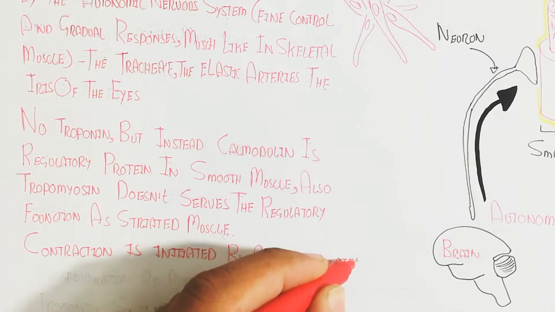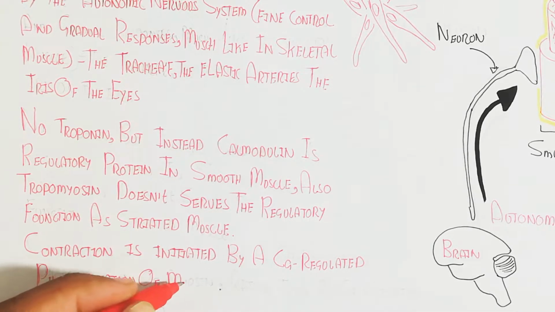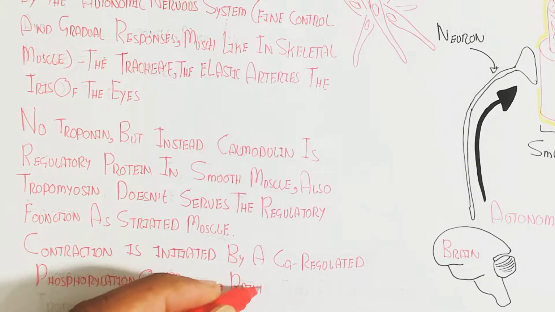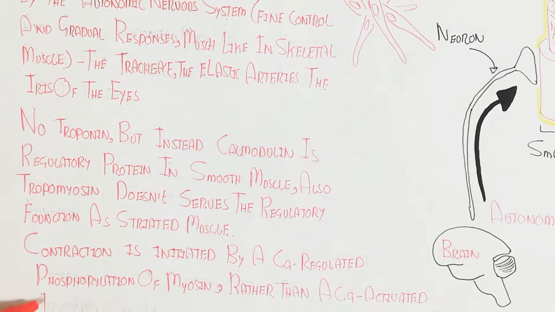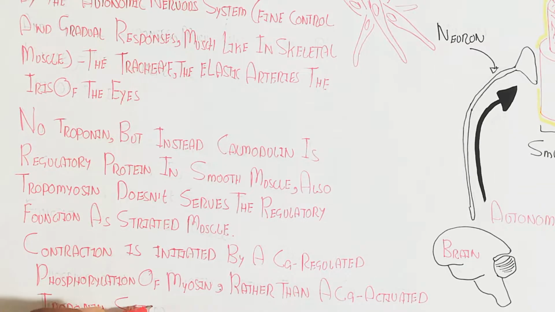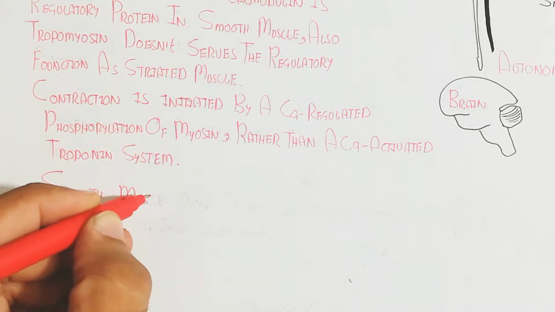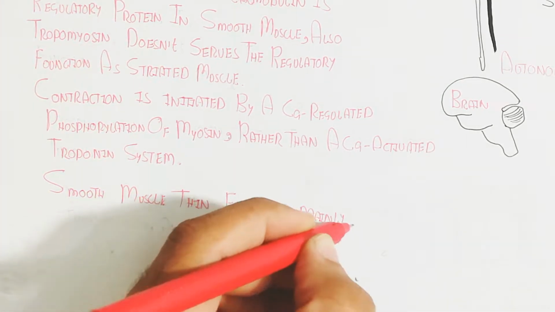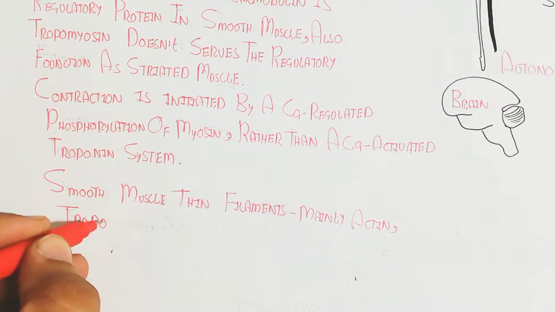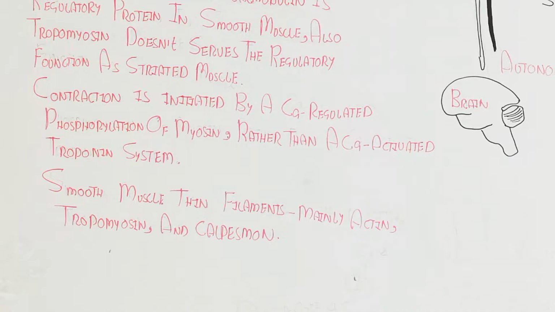And contraction is regulated by a calcium-regulated phosphorylation of myosin rather than a calcium-activated troponin system. The smooth muscle thin filaments are mainly actin, tropomyosin and calmodulin.